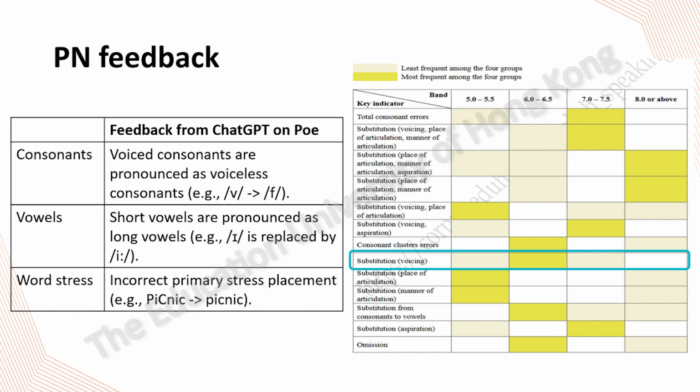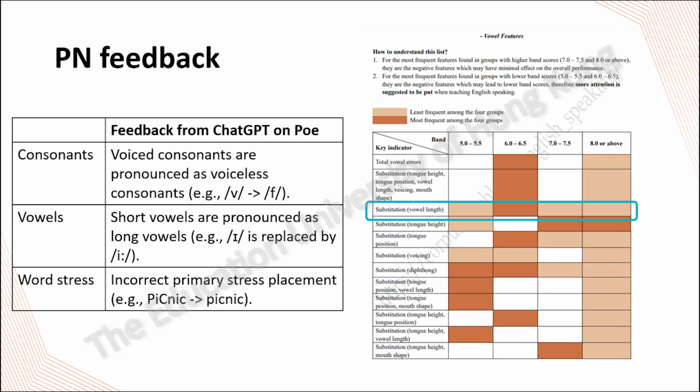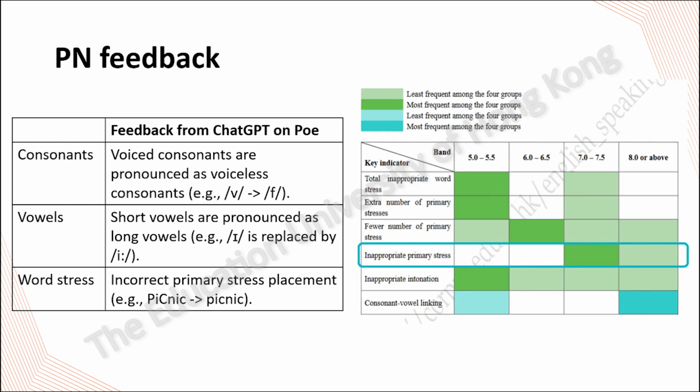Based on our corpus data, voicing is a common feature for speakers from 6 to 6.5 band level. For vowels, ChatGPT on Po pointed out that the speaker has short vowel and long vowel confusion. Band 6 to 6.5 level speakers in our spoken corpus also have this feature. For the suprasegmental feature, word stress, inappropriate primary word stress placement is a common feature for the speaker. This is also a common feature for the speakers in our spoken corpus.